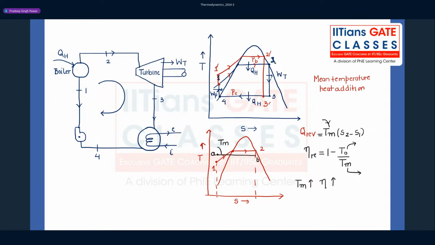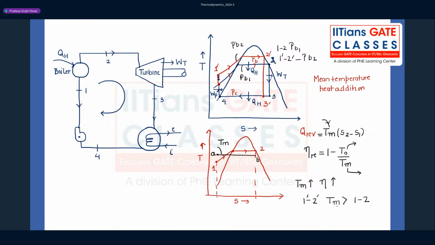Now, if you look at the process 1 to 2, where the boiler pressure is, let us say, PB1, and second, you look at the process 1 dash to 2 dash, where the boiler pressure is PB2, you will notice that for 1 dash to 2 dash, if we calculate T mean, that T mean will be higher as compared to the 1 to 2 process.